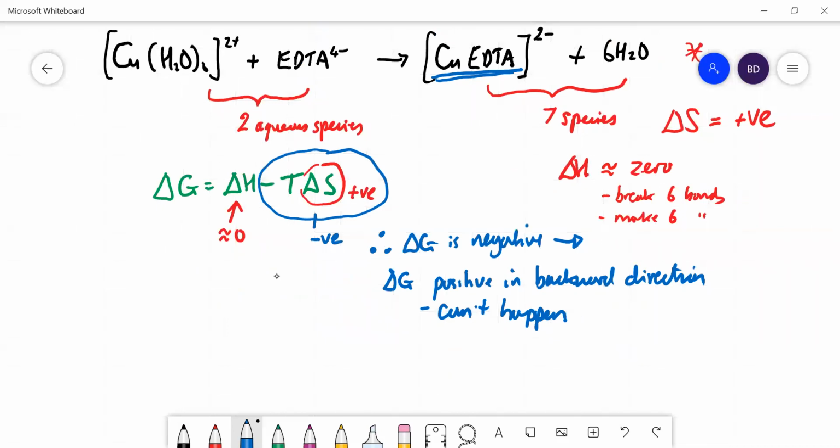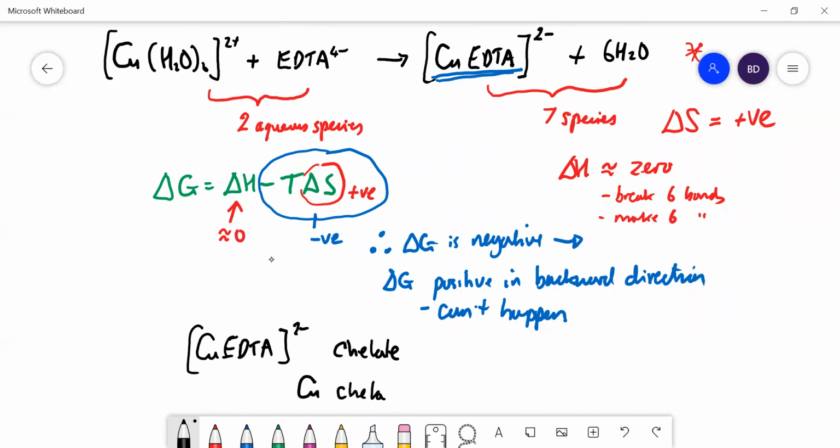Okay, so we'd say that copper EDTA, that complex, is called a chelate. That means you've got 1 molecule of EDTA. I think chelate means crab, and it's like a crab's claw closing around the copper. That is called a chelate, and we could say that the Cu has been chelated. That means it's basically taken out of circulation, and it can't do anything else.